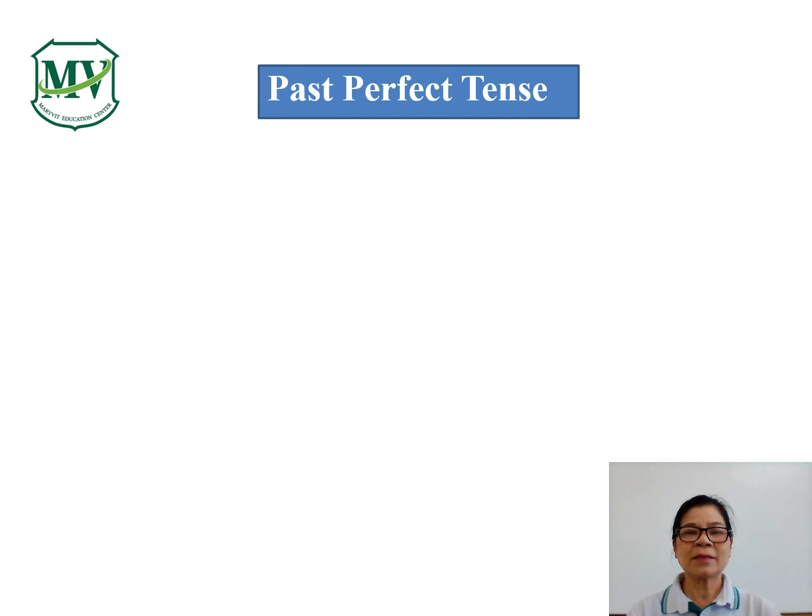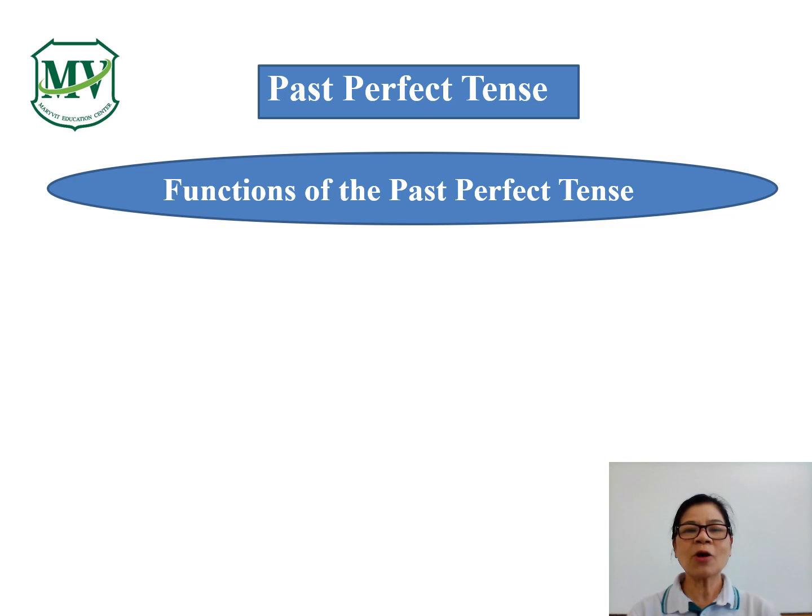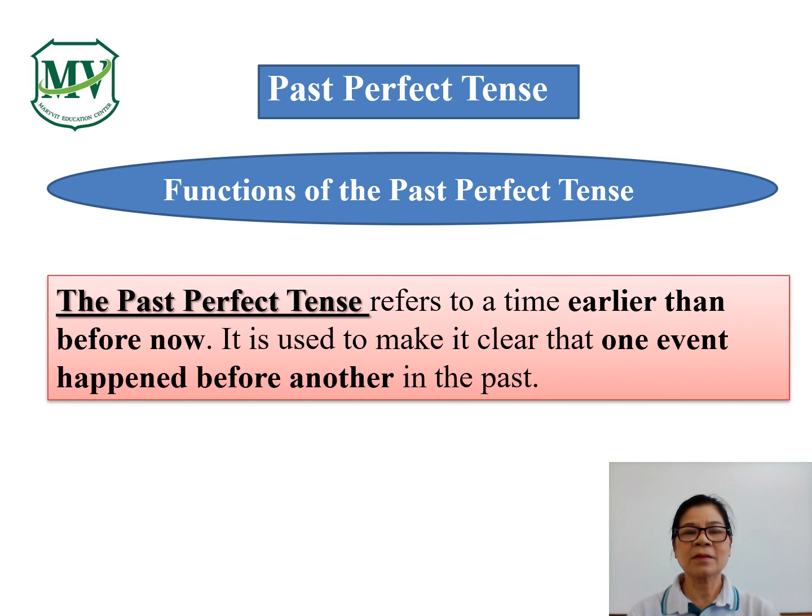Past perfect tense. The functions of the past perfect tense. The past perfect tense refers to a time earlier than before now. It is used to make it clear that one event happened before another in the past.